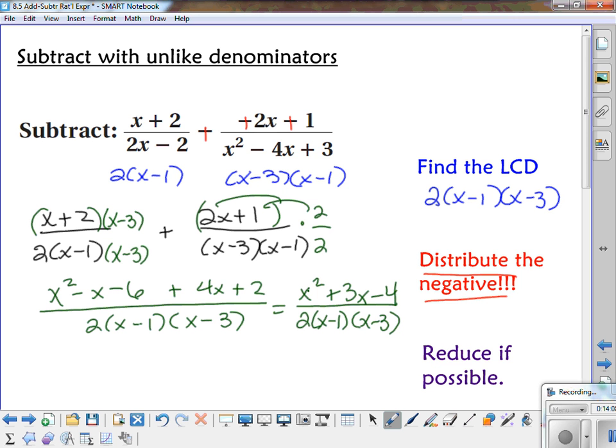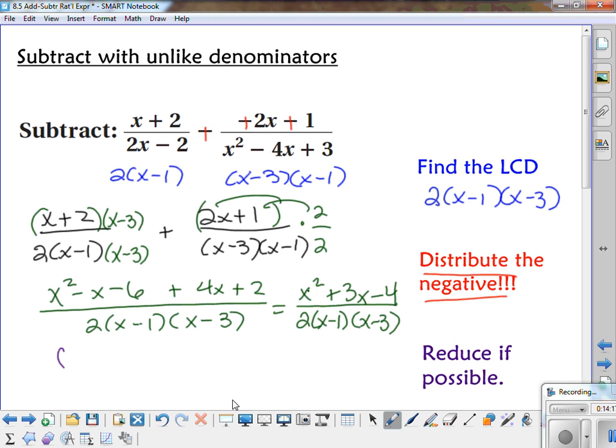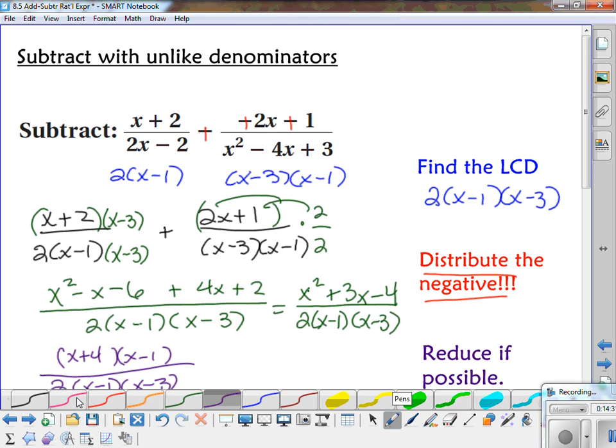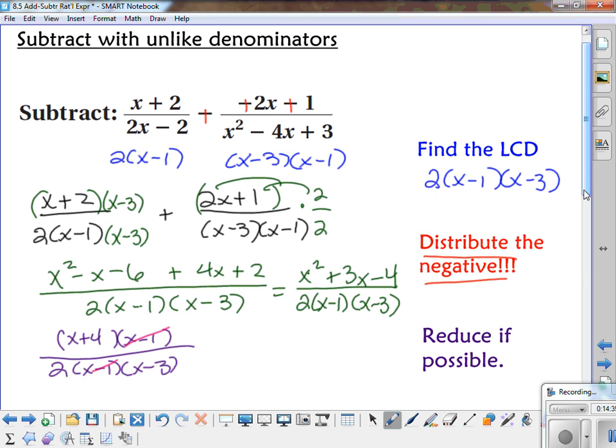And then I want to see if I can factor the top and reduce it if possible. So my x squared plus 3x minus 4 does factor. It's x plus 4 and x minus 1. And on the bottom we have 2 times x minus 1 times x minus 3. And so I see that I've got an x minus 1 on the top and the bottom. And so I can reduce it, and the final answer would be x plus 4 over 2 times x minus 3.